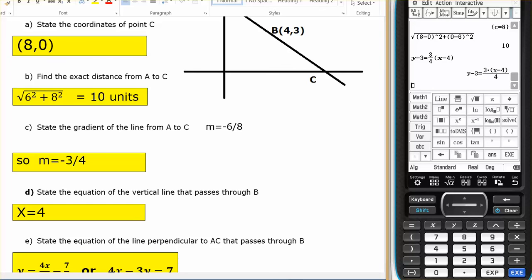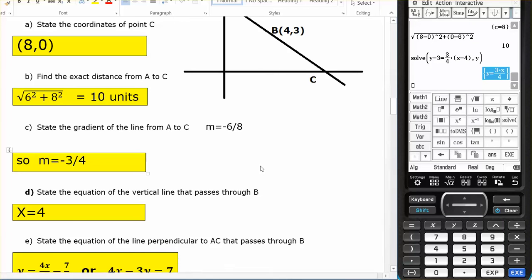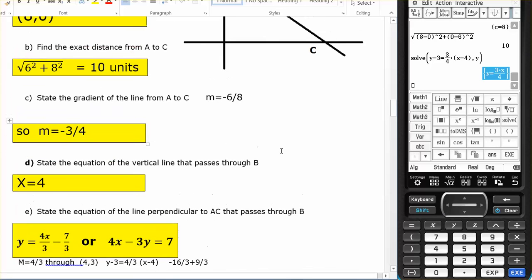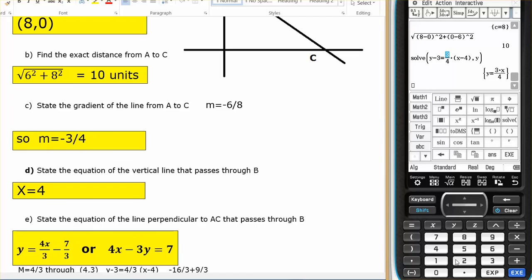So there we go. And I wanted it in the form y equals, so I just selected interactive, advanced, solve for y. Okay. And there's my answer, which is a different answer. It goes through B. Oh, it's 4/3, not 3/4, Craig. Don't be so silly. 4/3. That was 3/4, so this has to be 4/3. So if I press execute, there it is. Y equals 4x over 3 minus 7/3.